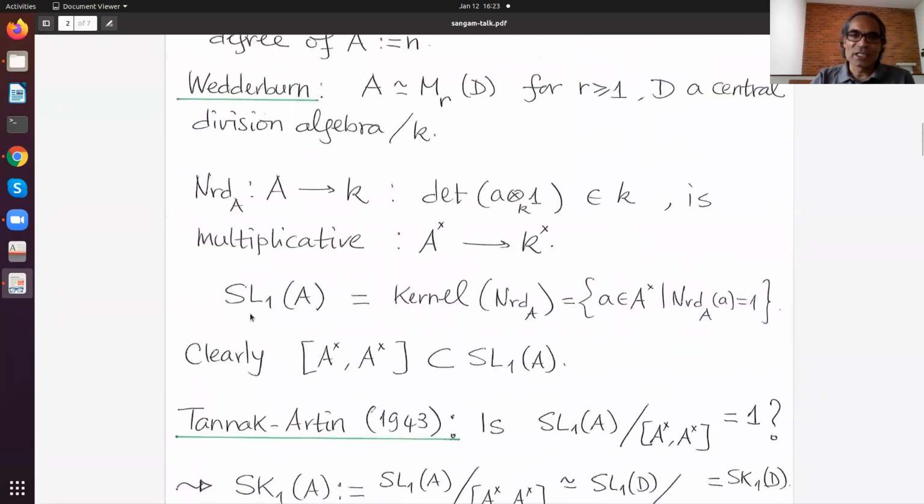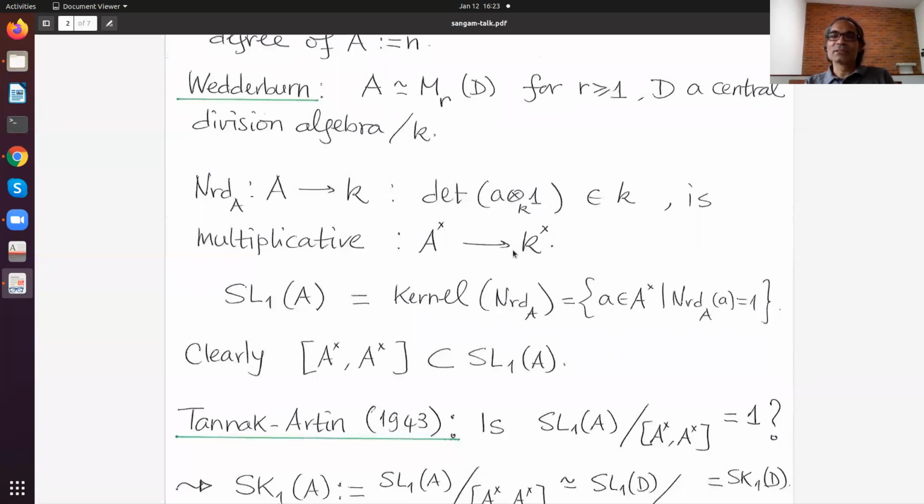And again, because of determinant properties, we actually get a group homomorphism from the group of units to invertible scalars in K. This requires a little work. A priori, the determinant of A tensor 1 will be an element of K bar, but one proves with basic technology that in fact it's a scalar in K. So you have a group homomorphism. The reduced norm map gives a group homomorphism from the group of units in A to the group of units in K. And SL1 of A is the notation for the kernel of this homomorphism.